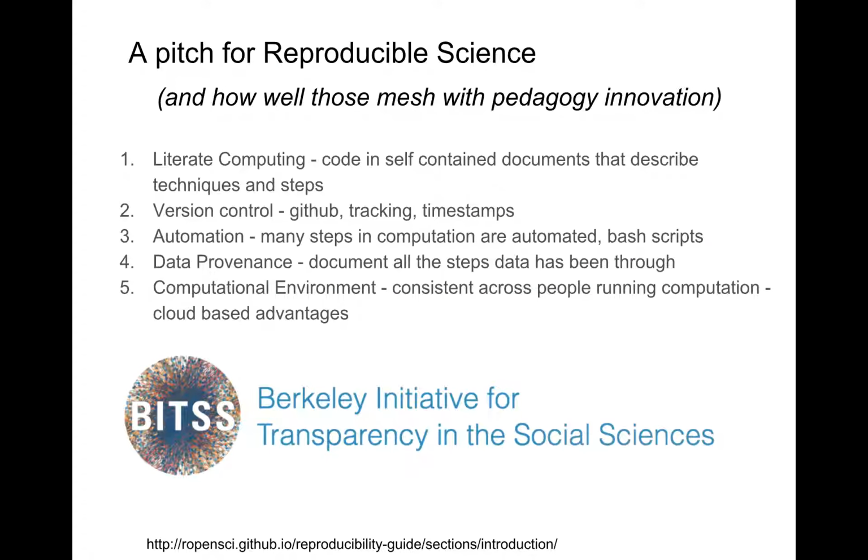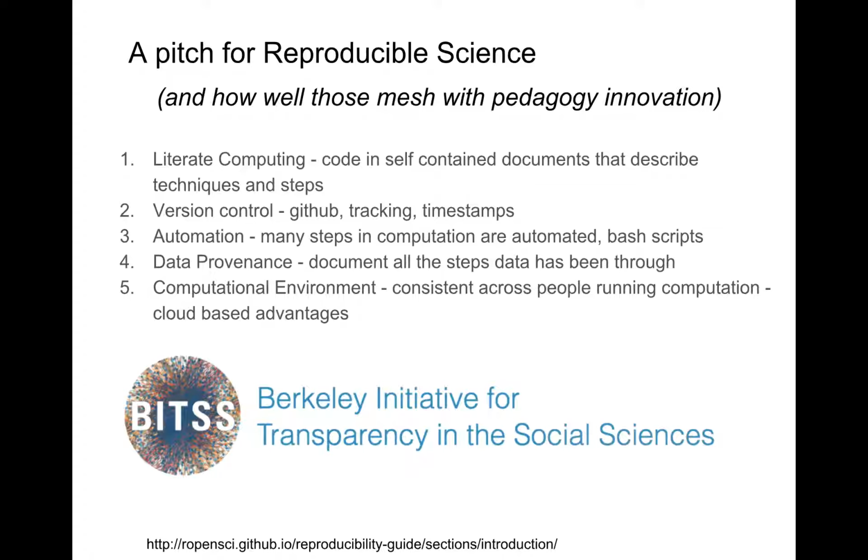Really quickly, a pitch for reproducible science. All graduate programs on campus should be thinking about reproducibility. What are the elements of reproducibility? Literate computing: documents where everything is marked up and explained, so you know what you're doing in your computing documents. Version control is part of reproducibility: when did you do it, what did you do, and who contributed which elements to it? If we're using GitHub, we have all of that.